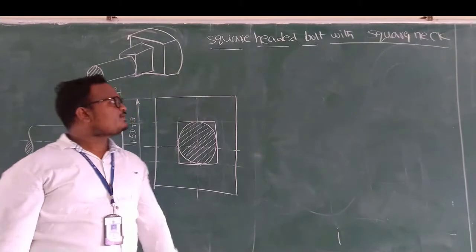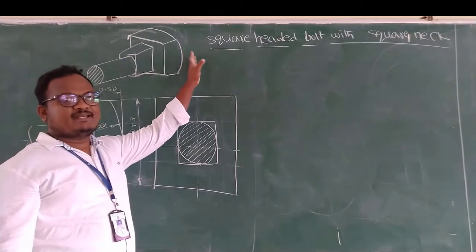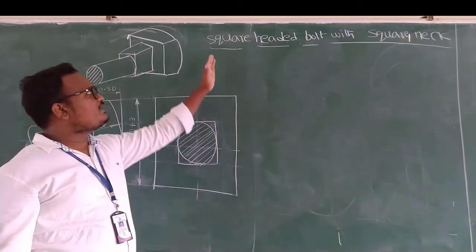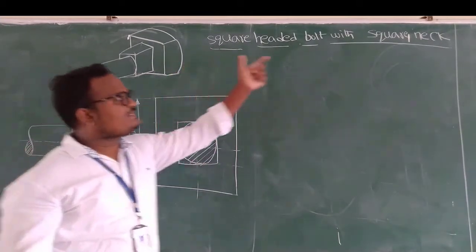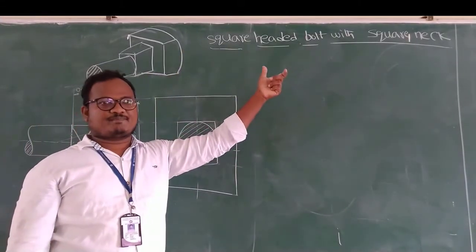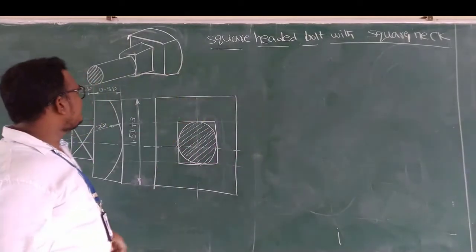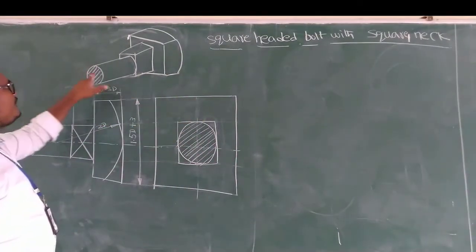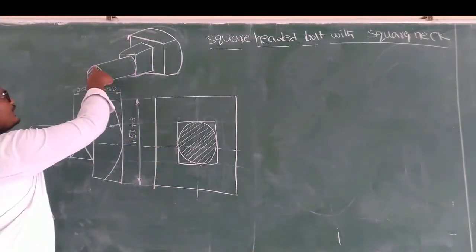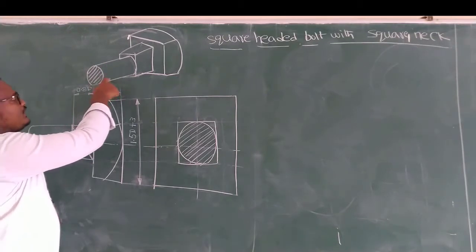Next diagram, square-headed bolt with square neck. The title itself explains that there is a square neck for the square-headed bolt. The function we already discussed. Here this is the 3D diagram of a square-headed bolt with square neck. This is the diameter D, that is the bolt diameter.